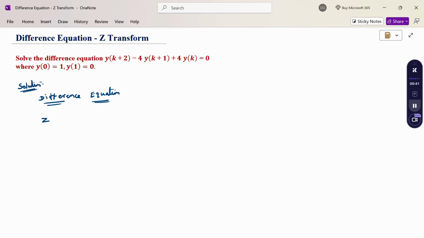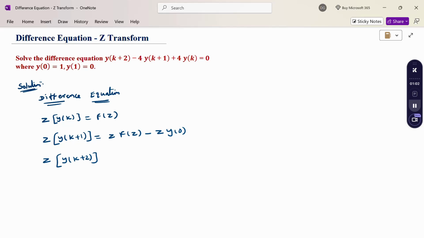Now Z of y of k is nothing but f of z. Z of y of k plus 1 is z f of z minus z y of 0. Then Z of y of k plus 2 is z square f of z minus z square y of 0 minus z y of 1. So this result is important for using this problem.